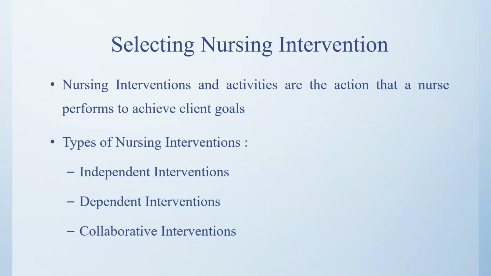Then selecting the nursing interventions. So these are the activities or the action that a nurse performs to achieve the client goals. The types of nursing interventions are independent interventions, dependent interventions, and collaborative interventions. Independent interventions are the activities that nurses are licensed to initiate. Example, physical care, ongoing assessment, counseling, emotional support, environmental management.